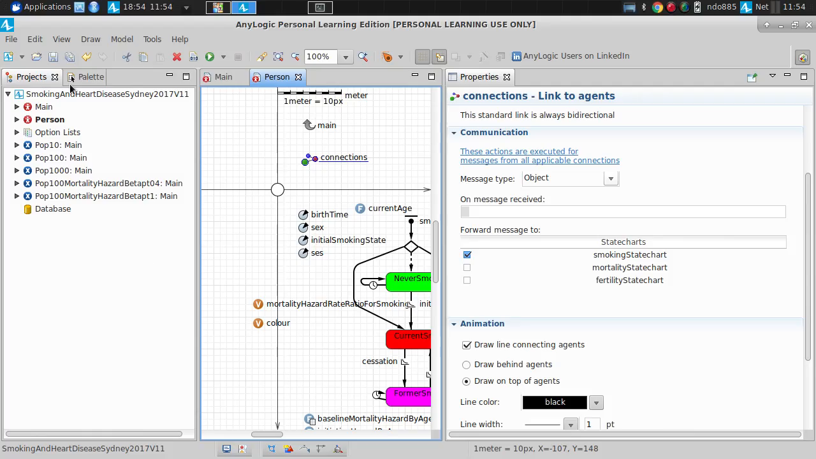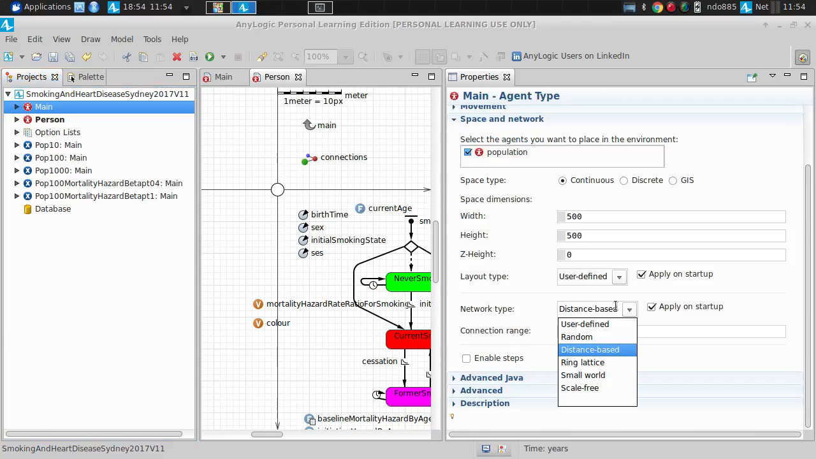There are several other types of networks that are supported. If you go to main and look down in main, you'll find that in addition to distance-based, AnyLogic offers built-in support for another localized type of network, to wit a ring lattice network. That's where each person is connected with a defined number of people. They're kind of ordered, and they're connected with some people just below them in the order, some people above them. Maybe one on each side in the most classic way, or two on each side.